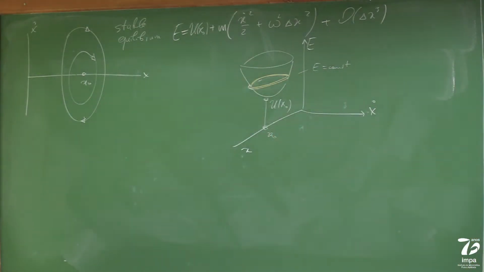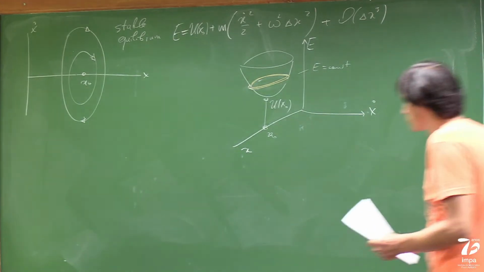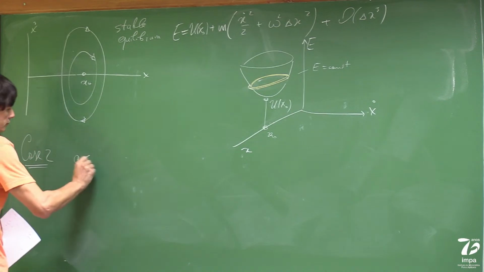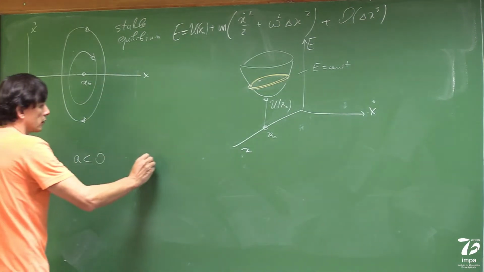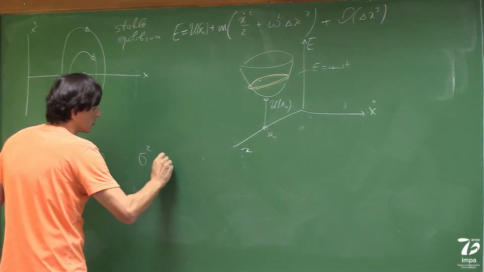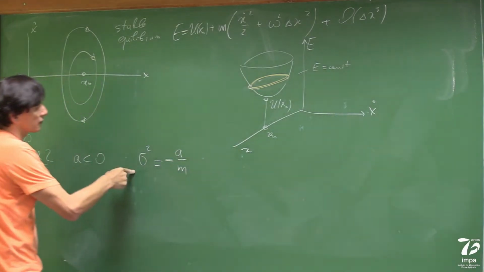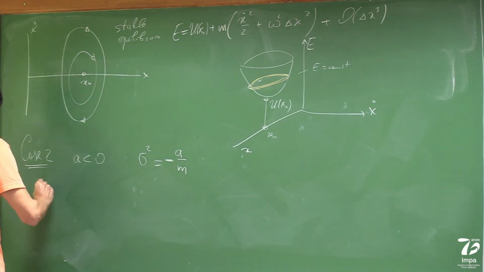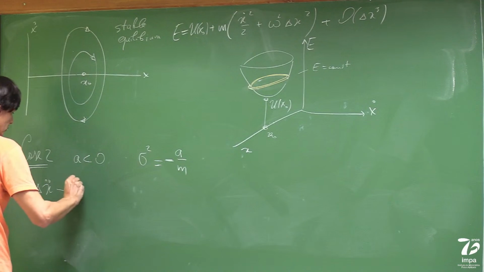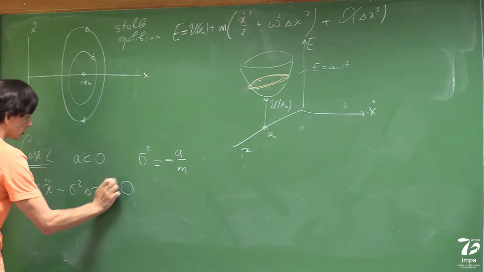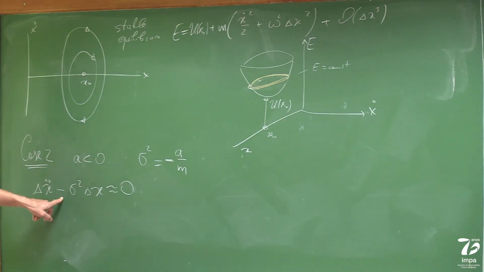The second situation is when A is negative. Then A divided by m is negative, and we can say that minus A over m becomes positive, and we call it sigma squared. The equation becomes the same, but with a minus. This is approximate, with a minus here.